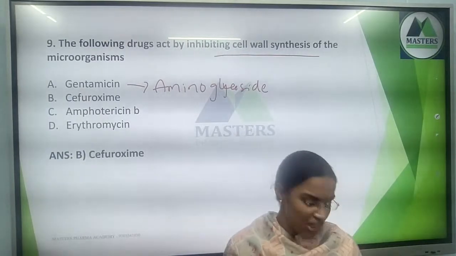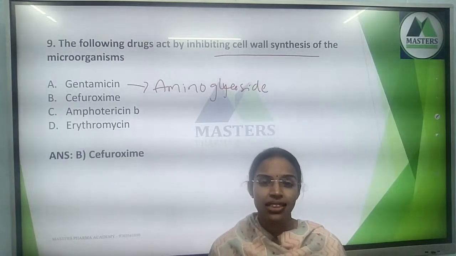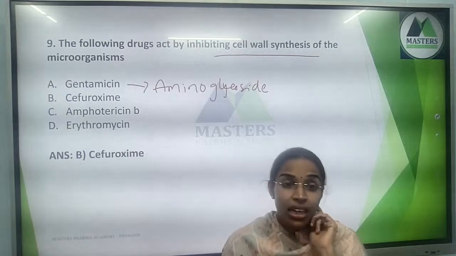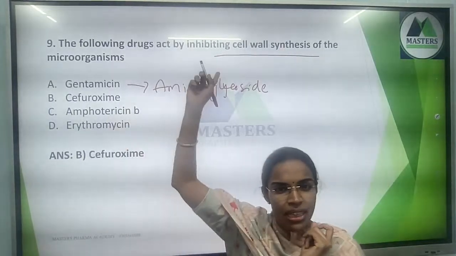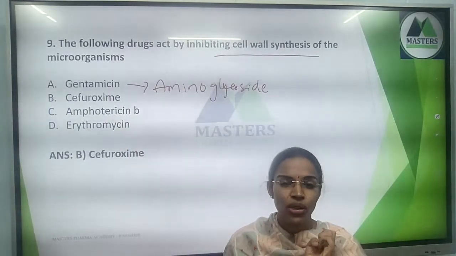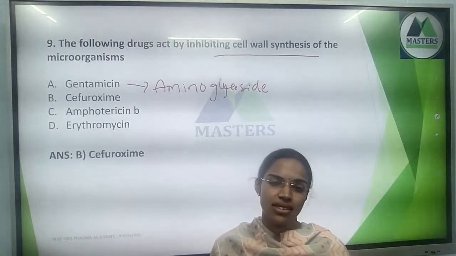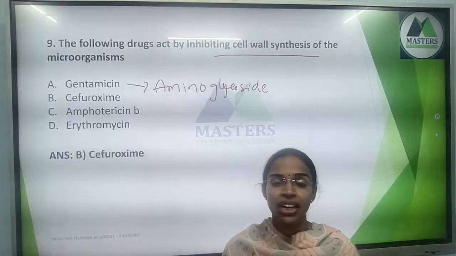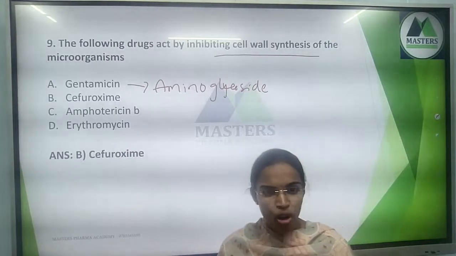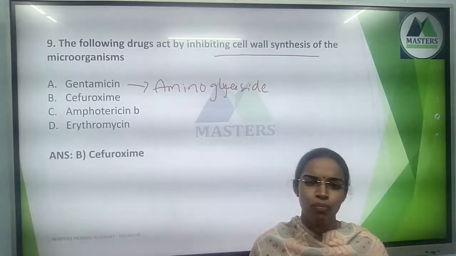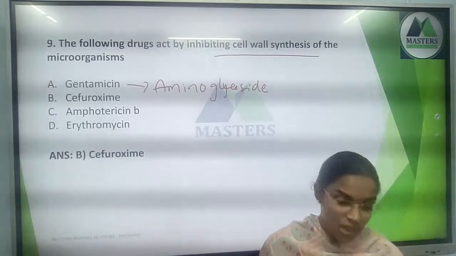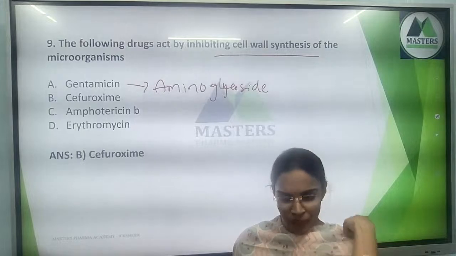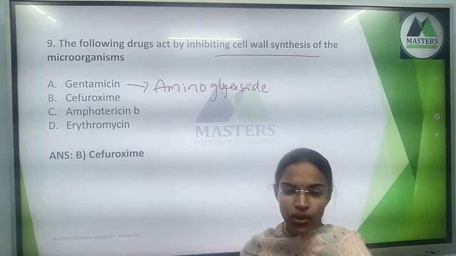Aminoglycosides inhibit bacterial protein synthesis. So just now, cefuroxime is inhibiting cell wall synthesis, and aminoglycosides are inhibiting protein synthesis of bacteria by binding to the 30S subunit of ribosomes. Very good, sharp. 30S ribosomal subunit. Yes, very good.